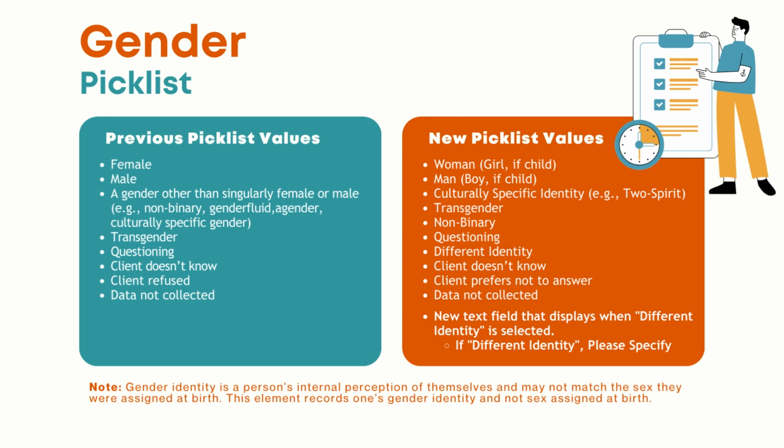The new pick list values are woman, girl or child, man, boy or child, culturally specific identity, two-spirit, transgender, non-binary, questioning, different identity, client doesn't know, client prefers not to answer, data not collected. Multiple fields can be selected. To select multiple values, hold down the Control or Command key and click on each value.